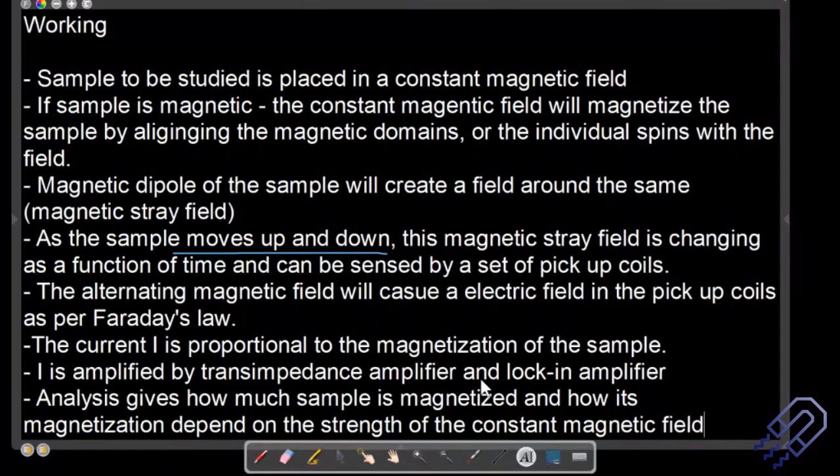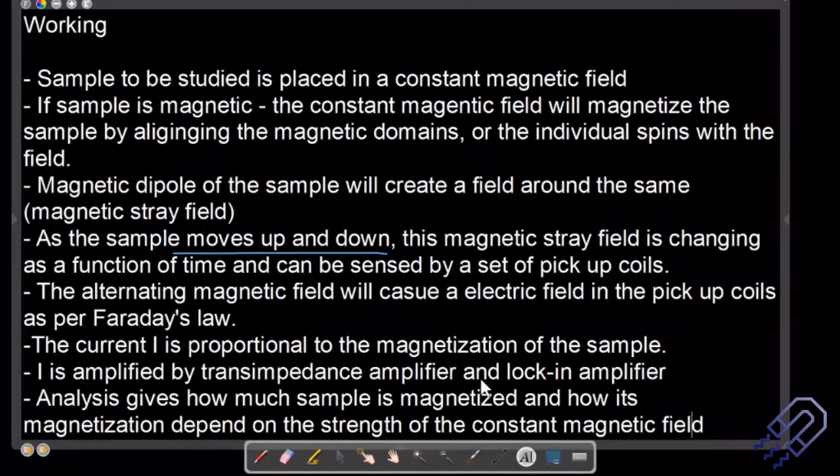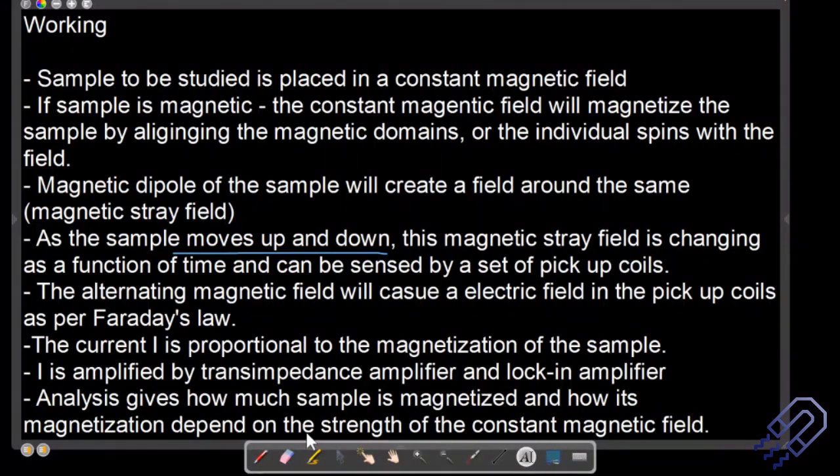So this is basically the working of a vibrating magnetometer. So what do you do finally? You see the result, the current and all, and you see how much the sample is magnetized. If the sample is more magnetized, there will be more change in the magnetic field, as a result of which you are going to get more current. If it is less, you are going to get less current.